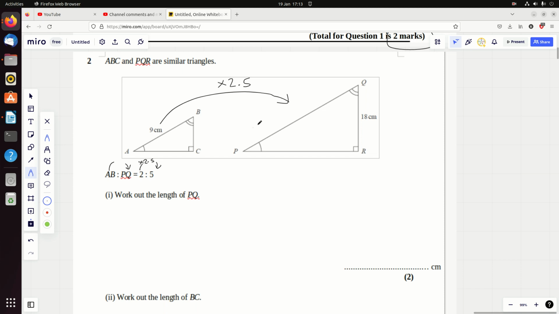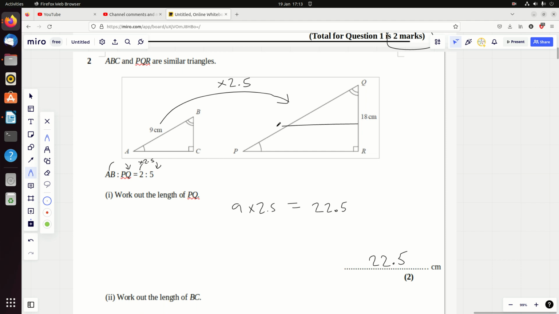So 9 times 2.5, well, 9 times 2 point 5. Because I haven't got a calculator here, I'm making that 18 plus 4.5, so that's 22.5. Yeah. And so that's your answer. Show some working though. So show some evidence that you know what you're doing. Work out the length of BC.